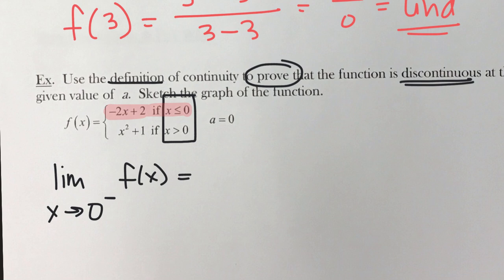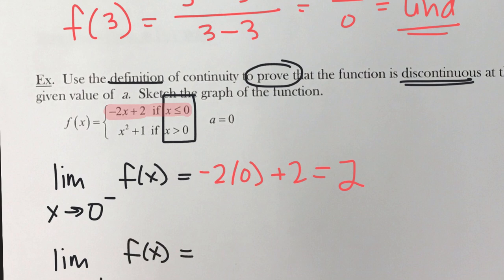Okay, so we're going to plug 0 into that equation. Okay, so -2 times 0 plus 2 is positive 2. So from the left, our graph is going to approach positive 2 as x approaches 0. Okay, and now we're going to flip it around and do the right side. Right, we have to do lefties and righties.